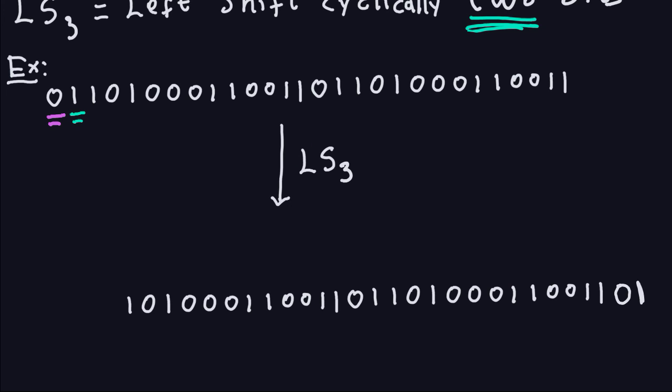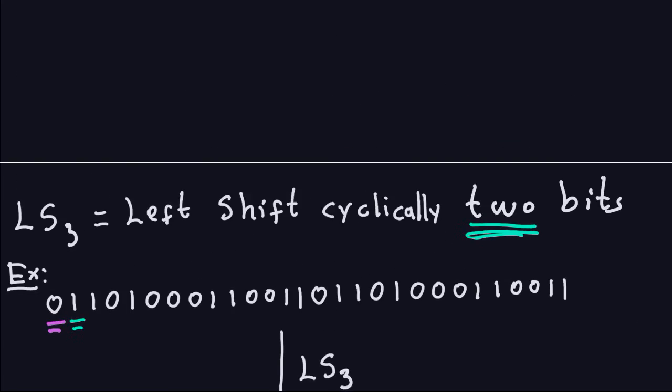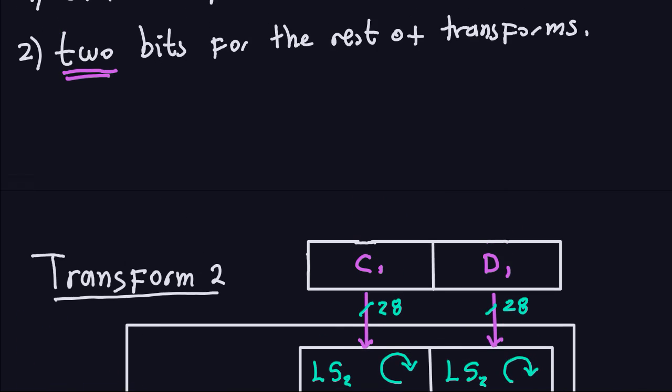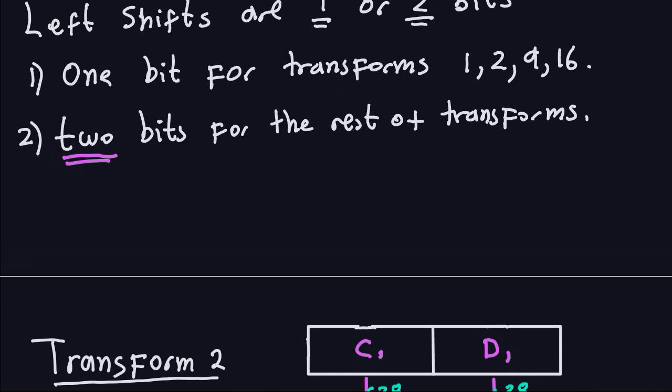And those 2-bit transformations are gonna happen, let me go back again to emphasize that because it's important, for transformations that are not 1, 2, 9, and 16. So 1, 2, 9, and 16 are the only transformations that are for 1 bit. And the 2 bits are for the other ones, for transformations 3, 4, 5, 6, and so on, whatever is not in here.